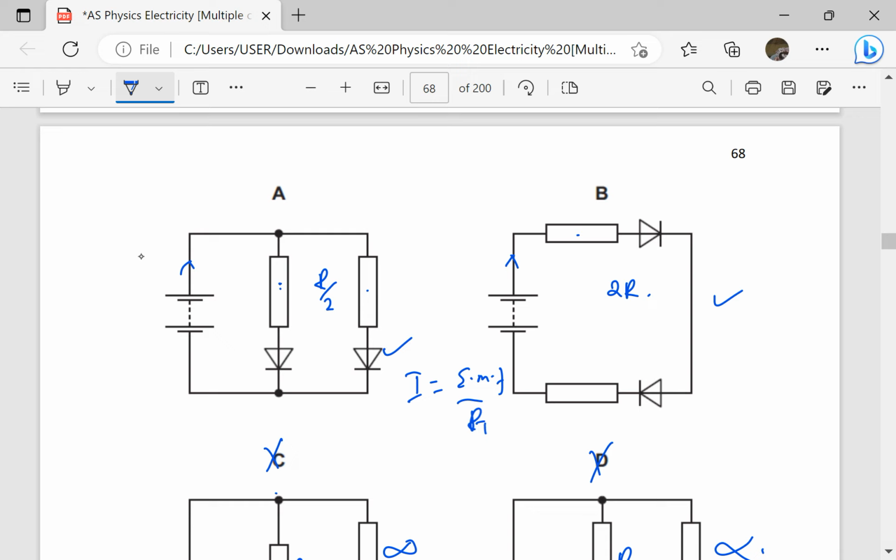So the question is, in which circuit is the current in the battery greatest? Since current is inversely proportional to resistance, where the resistance is smallest, the current is greatest. So our answer is going to be A, because R over 2 is smaller than twice R. So where the total resistance is smaller, the current through the battery is greatest. So the answer is A.